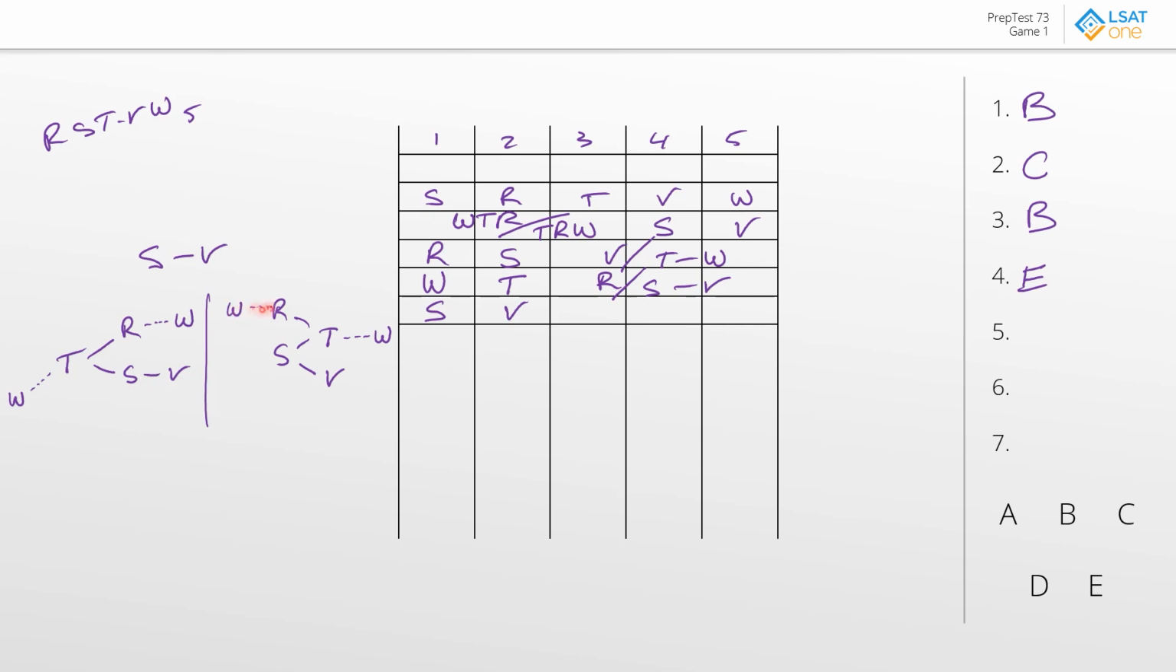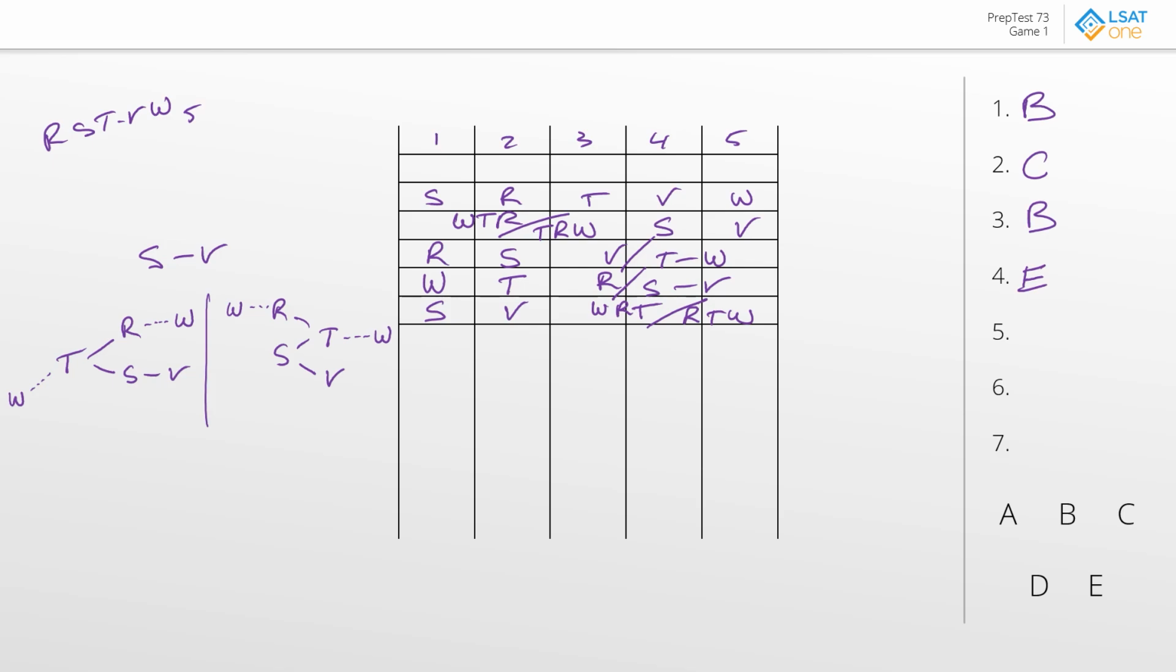So it's either going to be WRT or it's going to be RTW. In fact, we can kind of line that up. We can say either we have WRT or RTW. So the question now asks, which of the following could happen?